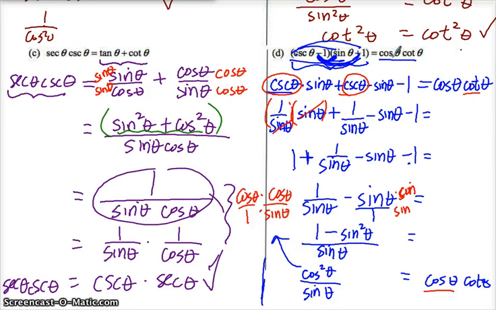So again, what are your strategies? Definitely you want to work with the more complicated side. Anytime you see a cosecant, secant, or cotangent, you change it into terms of sine or cosine. If you see a tangent or cotangent, you might want to change those into terms of sine and cosine. If you have fractions, you must get a common denominator. Look for the Pythagorean identities to simplify the problems.